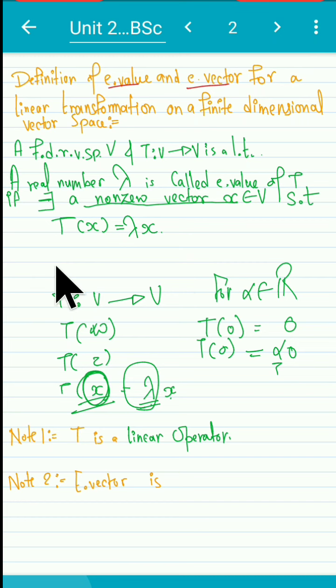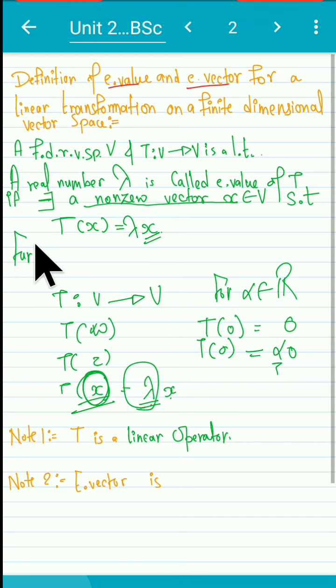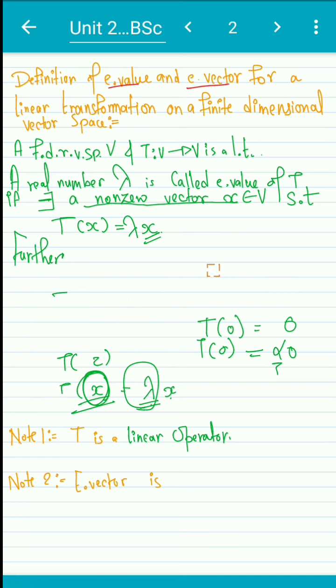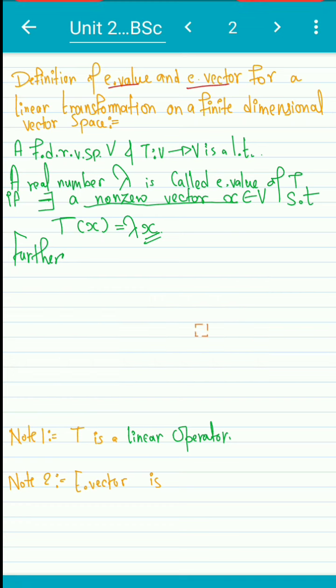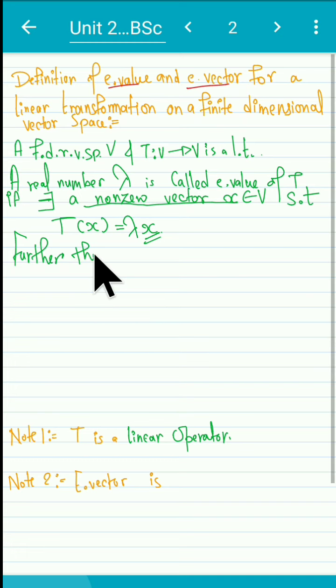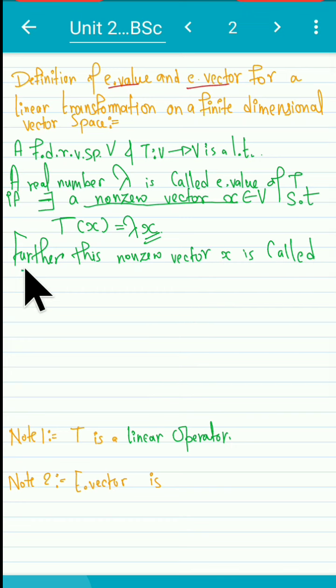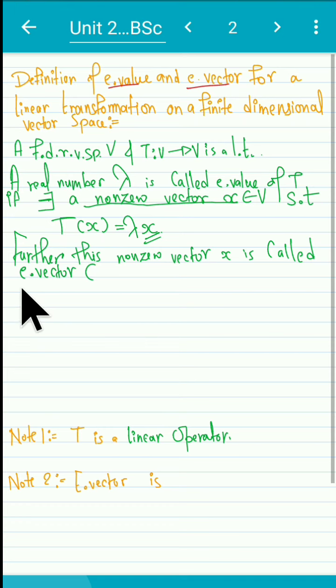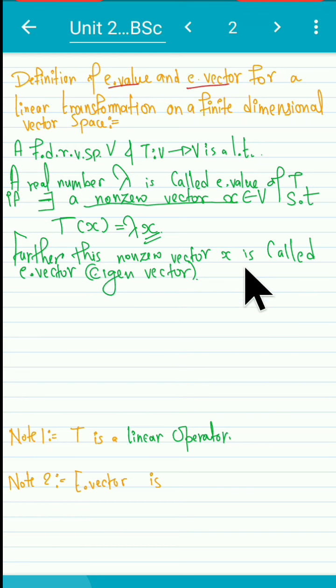So eigenvalue is nothing but a real number lambda such that there exists a non-zero vector x such that T will send x to lambda times x. Further, I will continue the definition. This non-zero vector x is called an eigenvector. I will use this abbreviation for eigenvector; you can write the full form as eigenvector also, that is fine. So eigenvalues and eigenvectors, this is nothing but the definition.